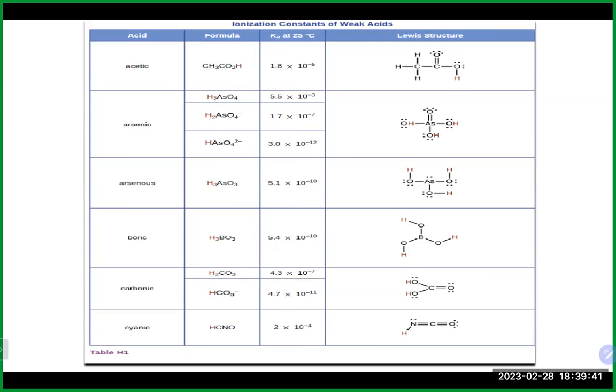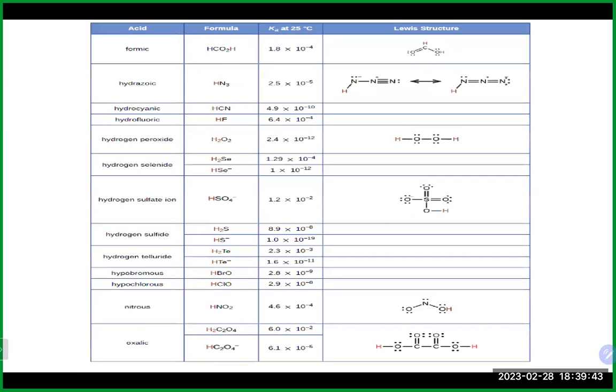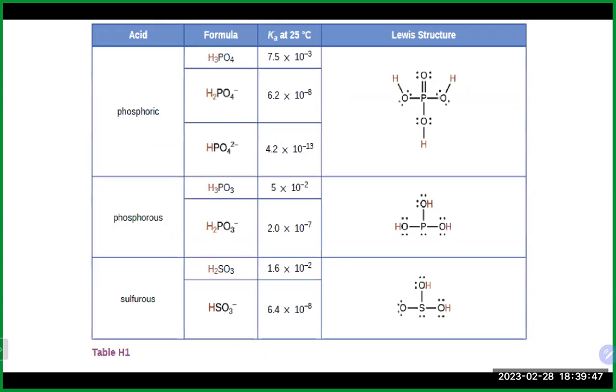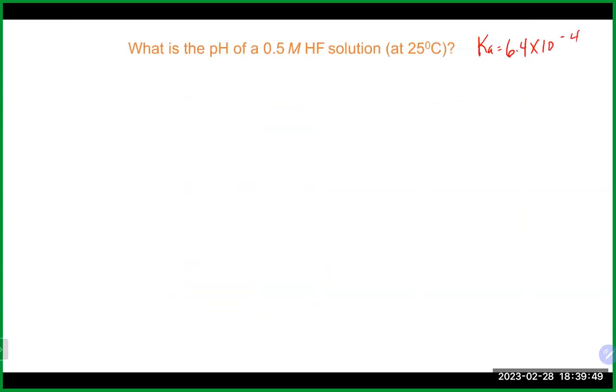Again, you have a similar table in your book. And obviously the Ka value would be provided for you in a table or something. And for some problems, you may have to look up some Ka values, obviously, to solve some of the problems.